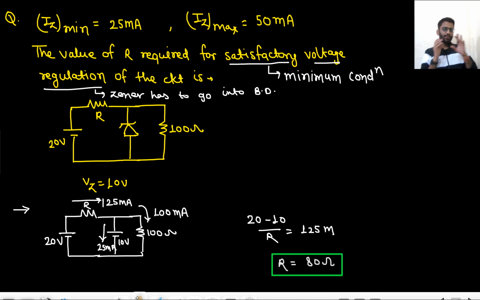Okay, you understood what is the point? Why didn't we take IZ max? Because they are asking what is the satisfactory voltage regulation. That means the minimum condition where voltage regulation will occur. So the minimum condition where voltage regulation will occur is that minimum current. So it should have a 25 milliampere current. And here we are already having, because of 10 volt, 100 milliampere current. So 25 plus 100, that means here we are having 125 milliampere current. So 20 minus 10 by R is equal to 125 milli. That means the value of R required is 80 ohm.